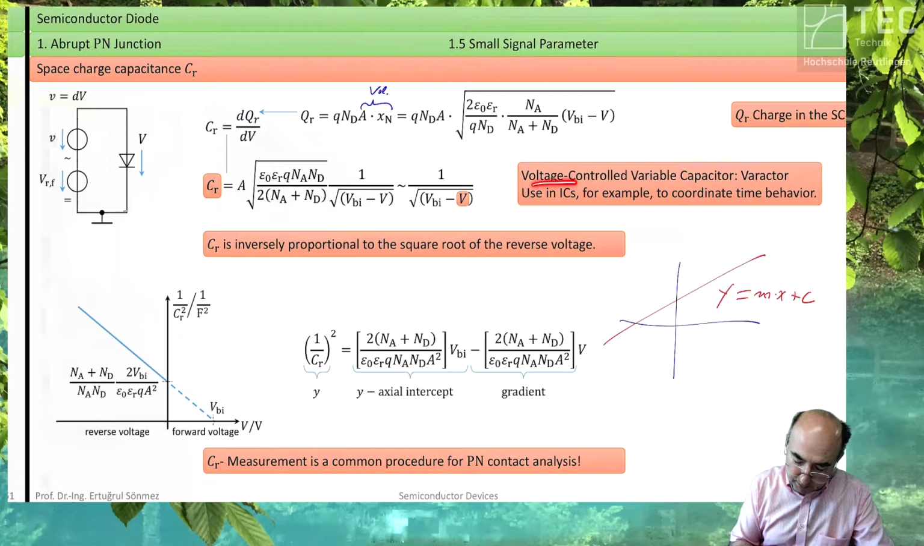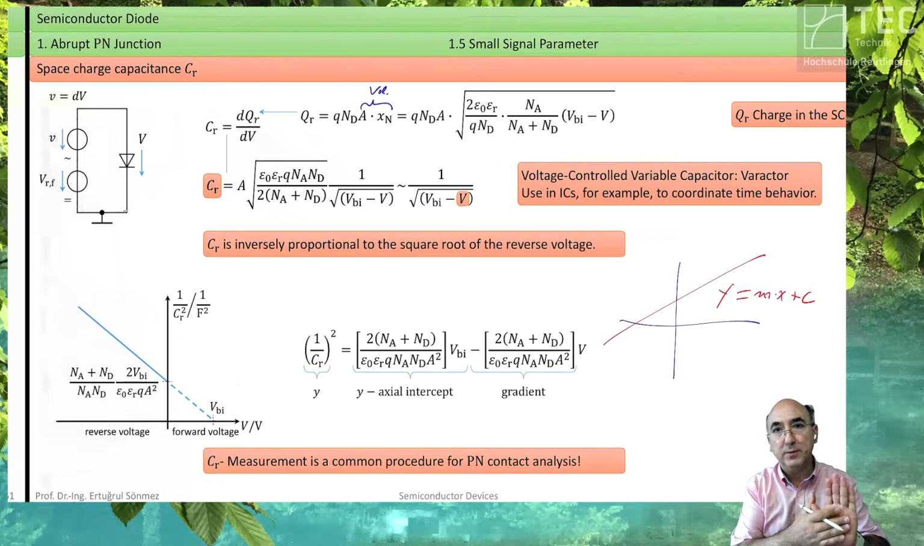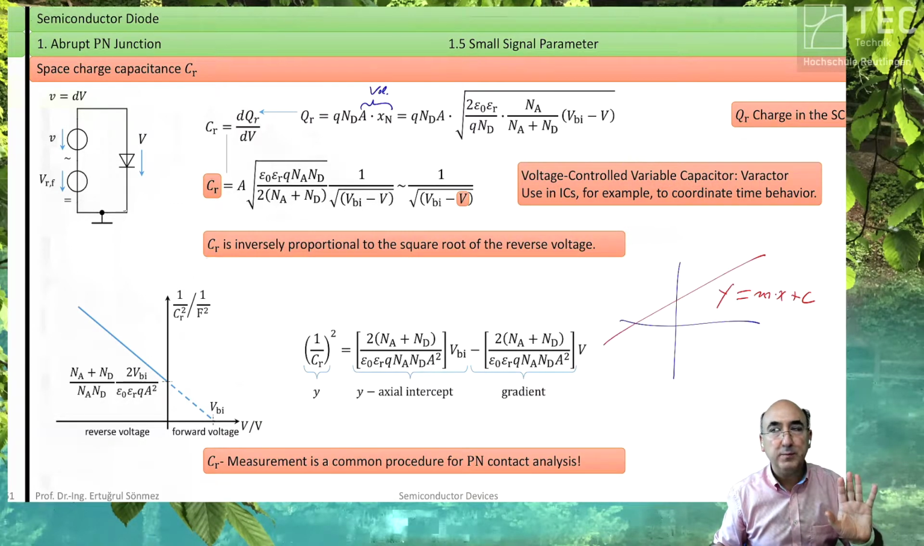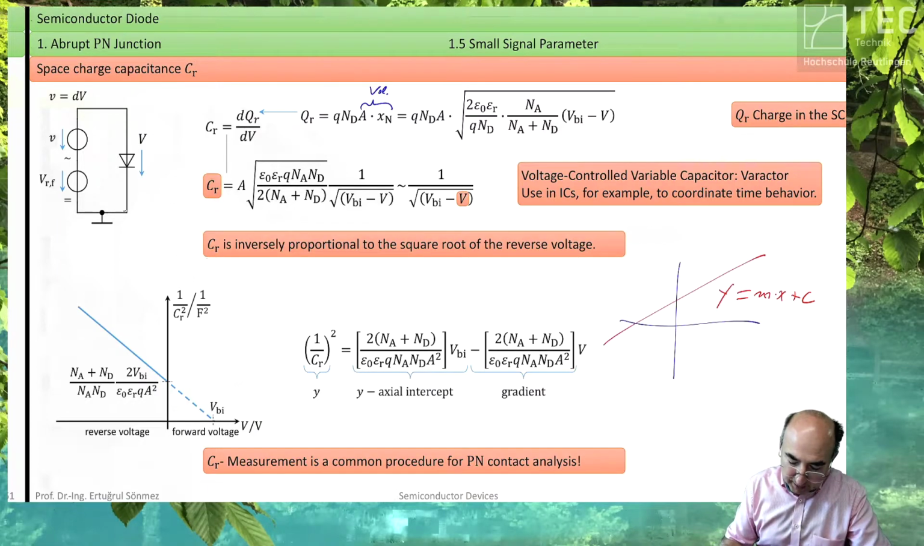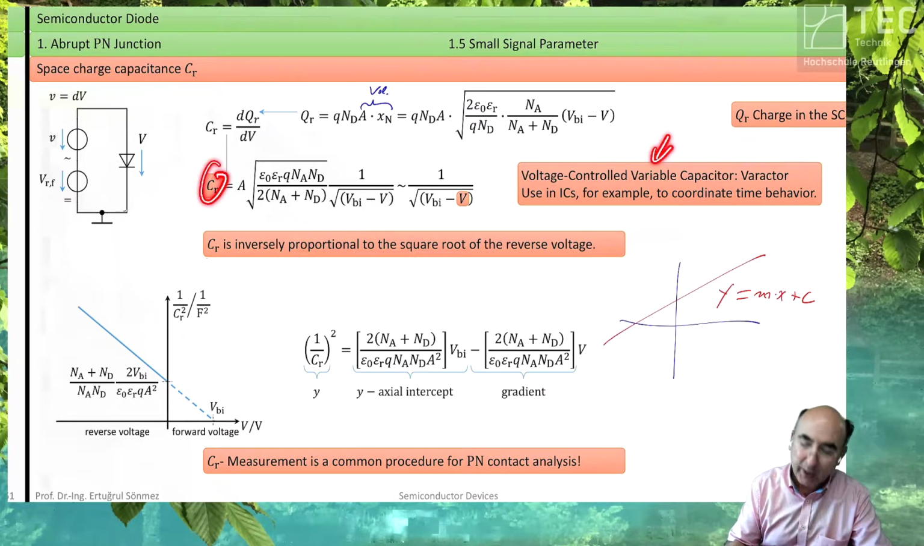See, this dependency is used in so-called varactors, variable capacitors, voltage controlled variable capacitors. So if you read in some handbooks of semiconductor foundry, then you need somewhere a capacitor whose value you can adjust. So diodes are used to do that.